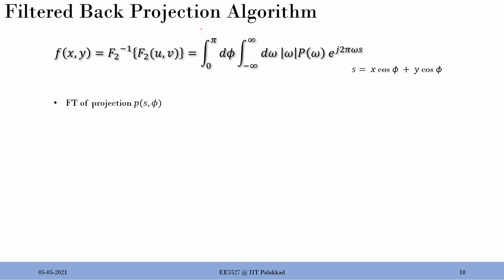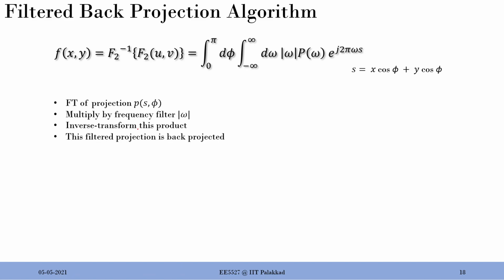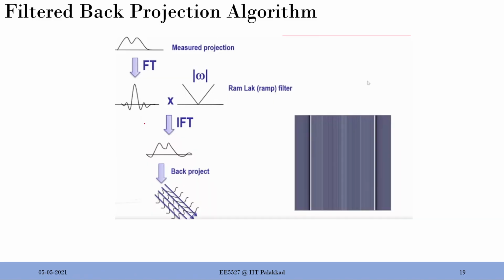So you take the Fourier transform of the projection p of s comma phi for a given phi. Then you multiply by the frequency filter omega, that is the high pass filter that we are doing, the mean subtraction, the exact equivalent of that. This is so important because it need not be one particular shape. You can play with this step. Then you take the inverse Fourier transform of this product, and again you are back in the projection domain, and now you do the simple, normal back projection, then sum over all the back projections. That's it. So this is the meaning of it.